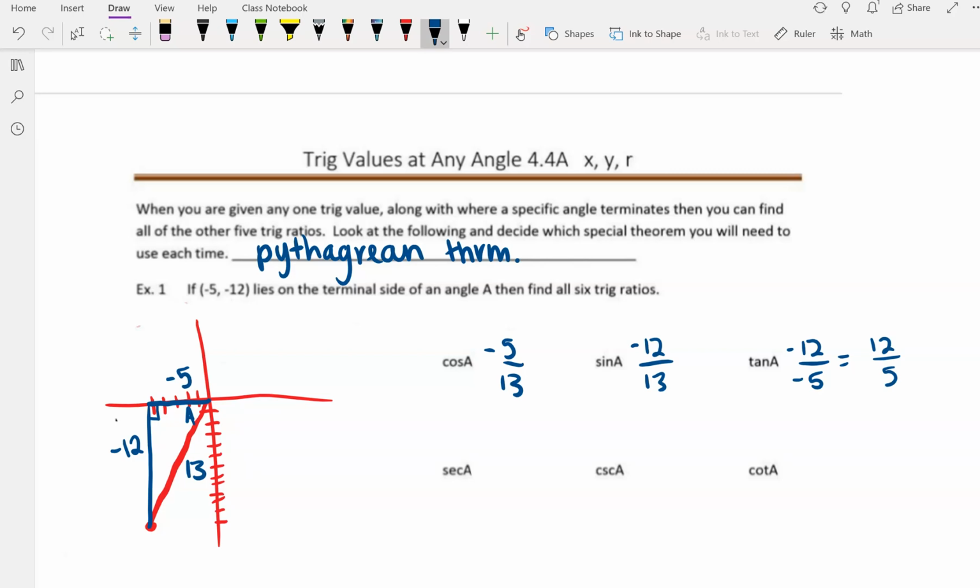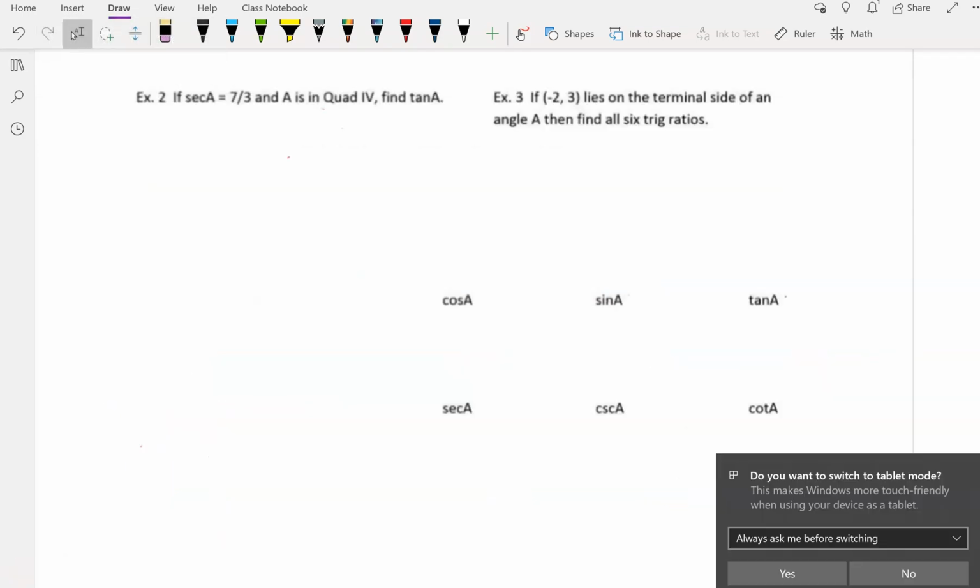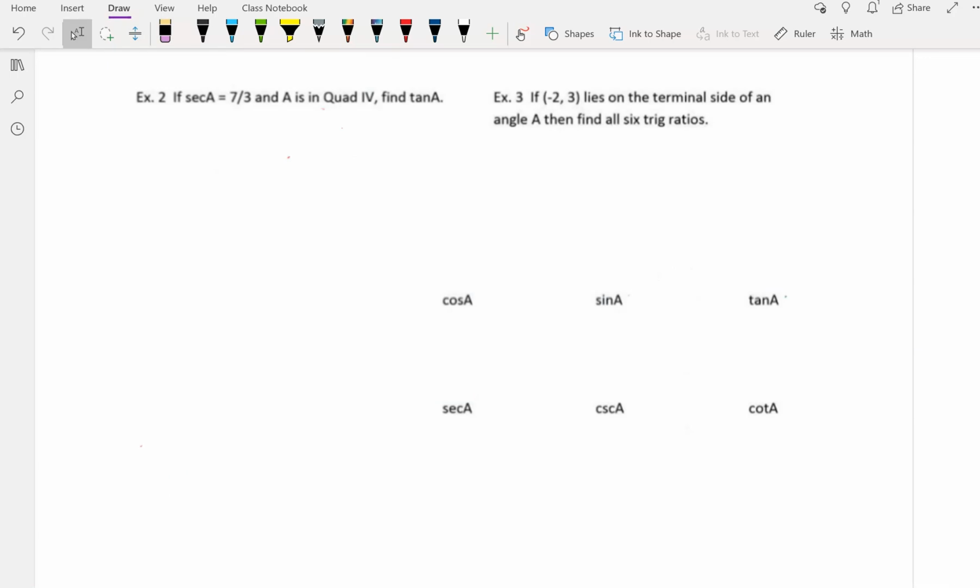All right, and then secant is just the reciprocal of cosine. So this is going to be 13 over -5. Cosecant is the reciprocal of sine. So that's going to be 13 over -12. And then cotangent is the reciprocal of tangent. So 5 over 12 for that one. All right, so pause the video if you need to catch up on any of those notes. Now we're going to use that same strategy to do the next few examples.